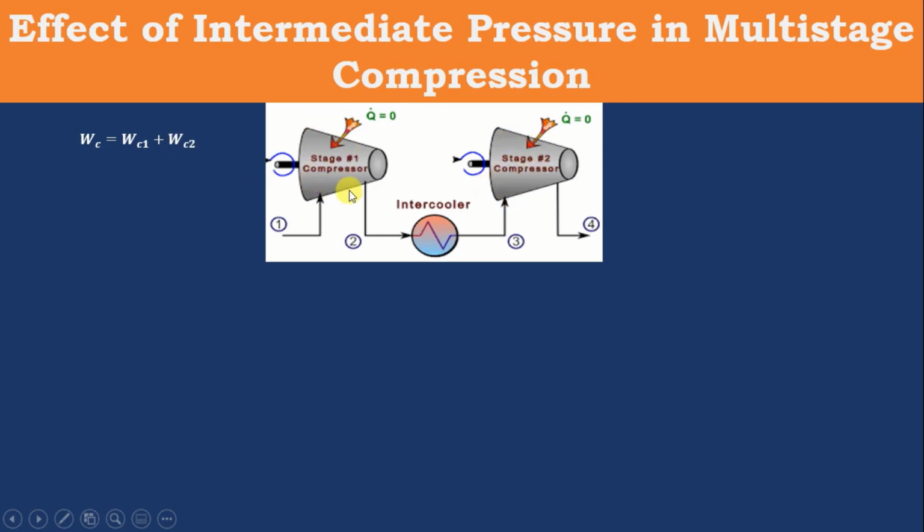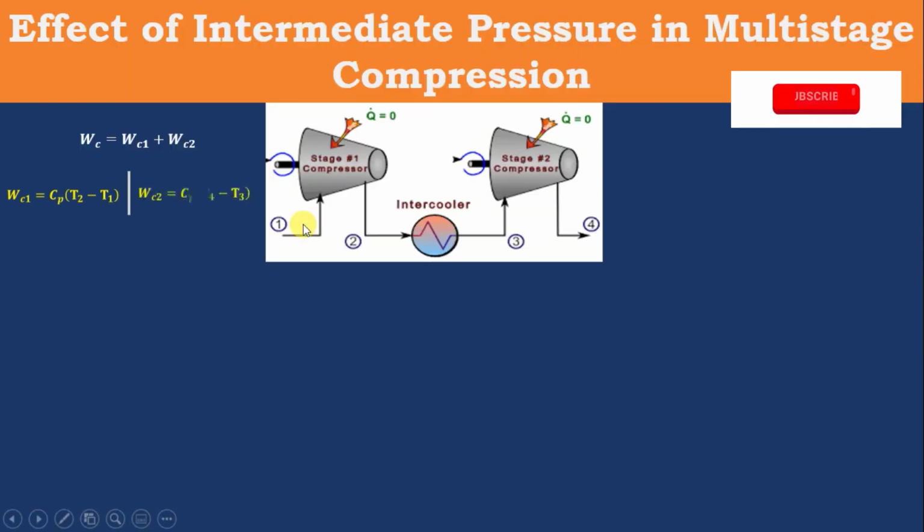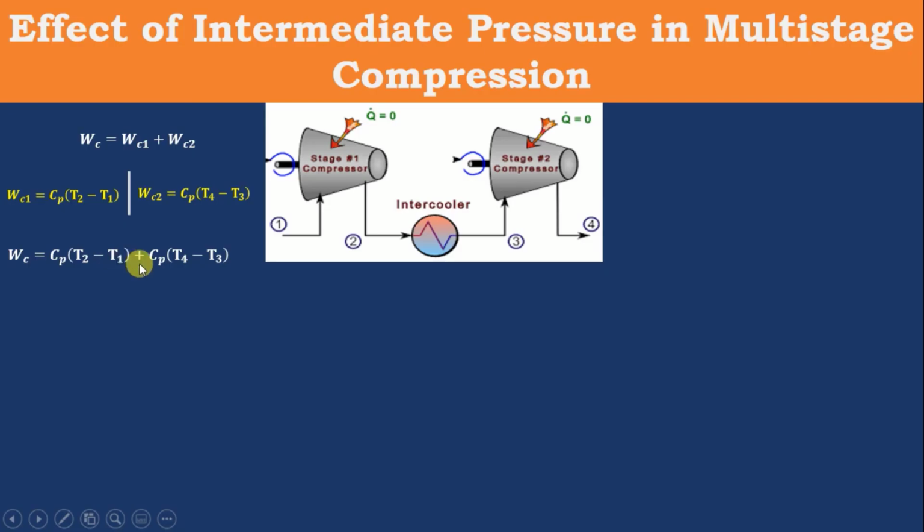We already found out by using the steady flow energy equation, that is first law of thermodynamics. So WC1 is equal to Cp (T2 minus T1). Similarly, WC2 is equal to Cp (T4 minus T3). Substitute in above equation: Cp (T2 minus T1) plus Cp (T4 minus T3). This is for isentropic compression, that is reversible adiabatic.